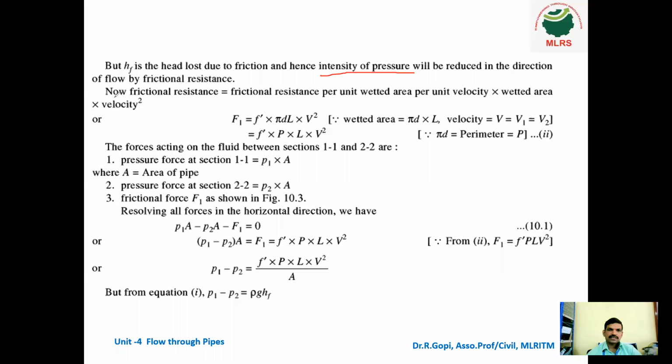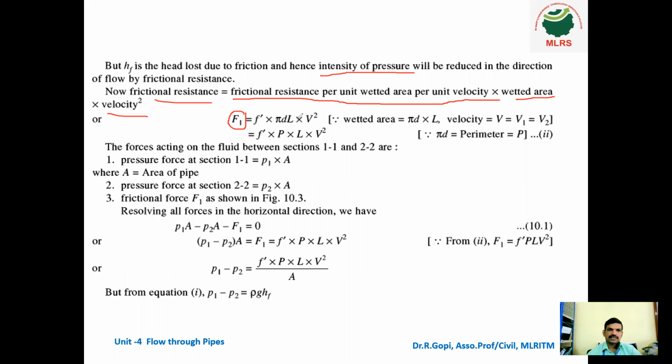Now we have to calculate the frictional resistance, that means the frictional resistance force F1. We need to know how much force is acting. Using this formula: frictional resistance per unit wetted area per unit velocity, multiplied by wetted area, multiplied by velocity square. Frictional resistance per unit wetted area is F dash, so it is F dash into wetted area.